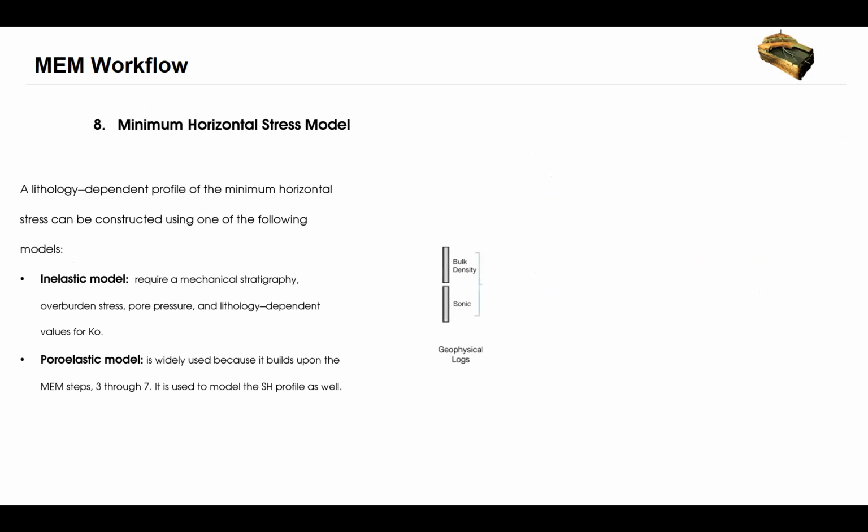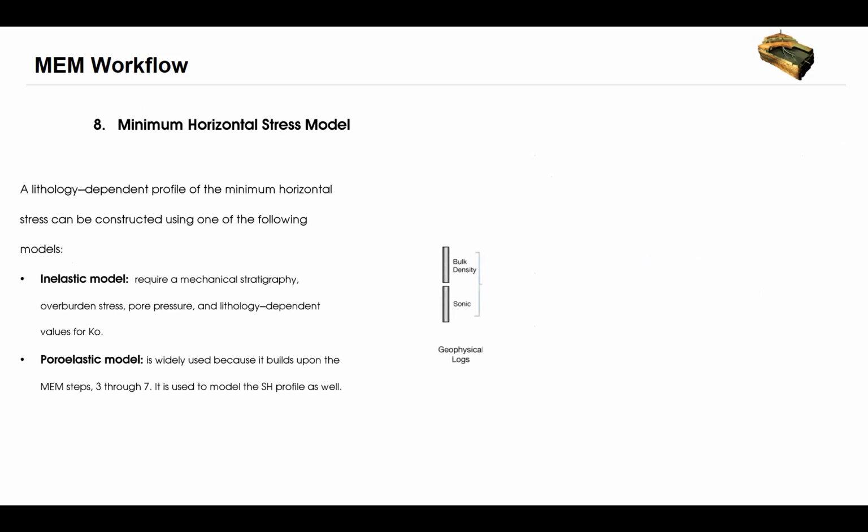The eighth one is the minimum horizontal stress model. A lithology dependent profile of the minimum horizontal stress can be constructed using one of the following approaches: an inelastic model or a poroelastic model. For me, I use the second one, which is widely used because it builds upon the mechanical earth model steps 3 through 7. It is used to model the minimum horizontal stress profile as well.